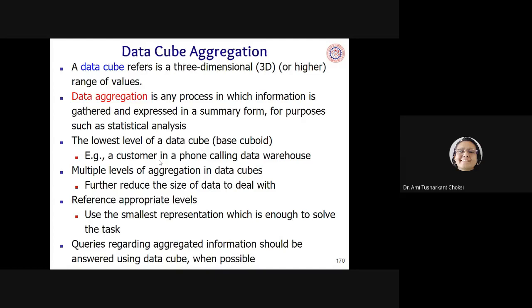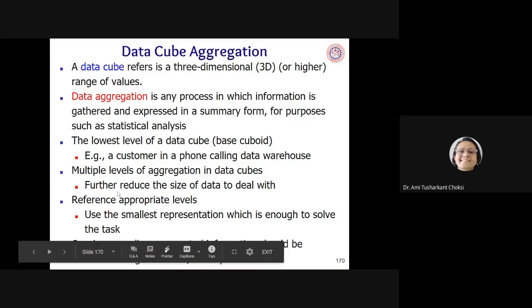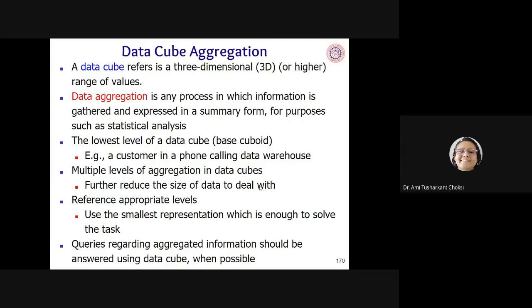As for example, customer phone calling data in a data warehouse. What is a data warehouse? You recall that? Where you can dump all types of data, right? Or any type of data we can dump in it, isn't it? That is the layman's words. There are multiple levels of aggregation in data cubes. Further, it reduces the size of data to deal with.